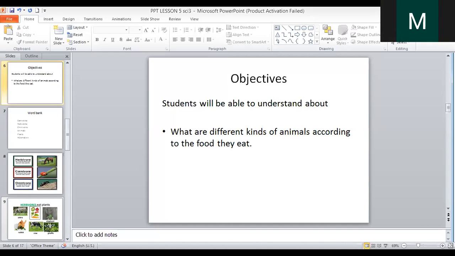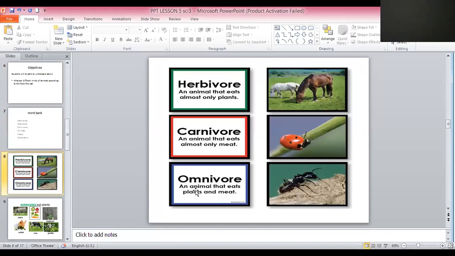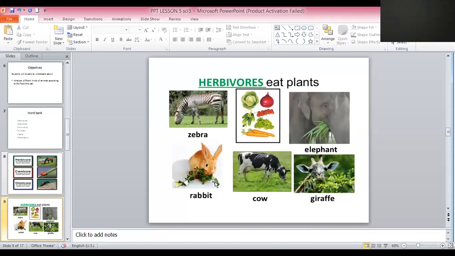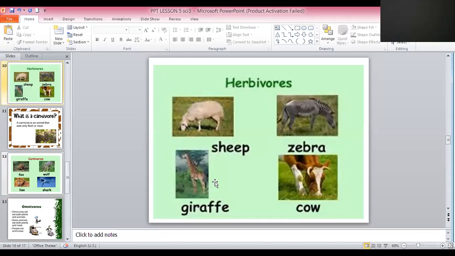We discussed about different kinds of animals according to the food that they eat. And we said that there are 3 types of animals: herbivores, the ones who only eat plants; carnivores, the ones who only eat meat; and omnivores, who eat a combination of plants and meat. Right? Just look at these examples: a zebra, rabbit, cow, giraffe, and elephant. All these are examples of herbivores.